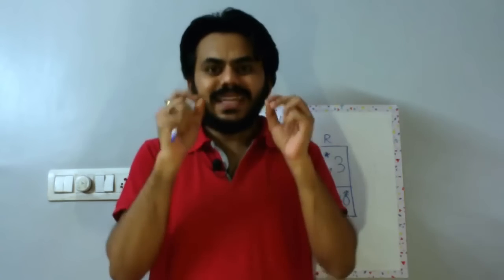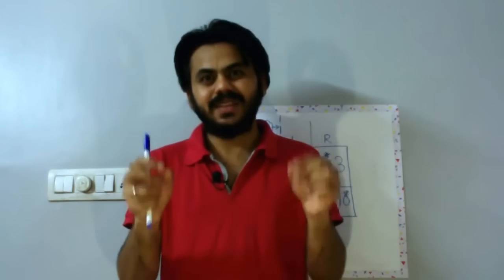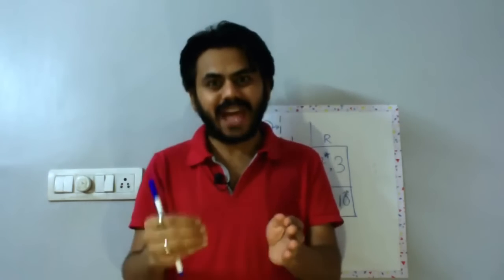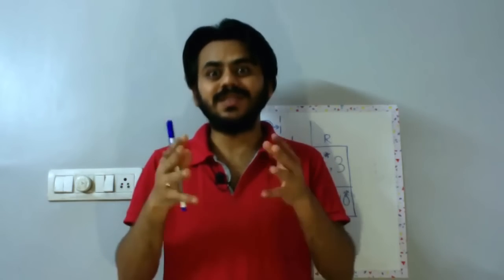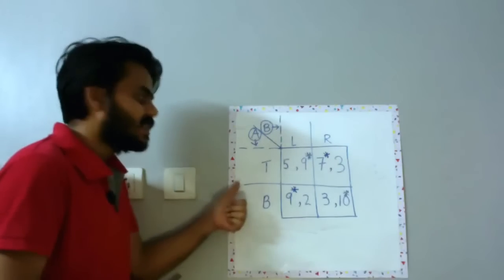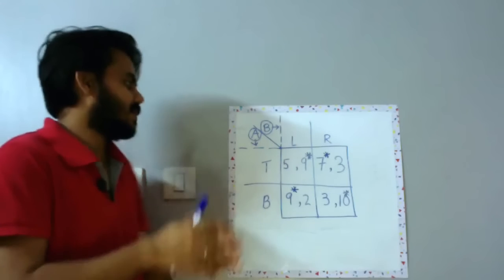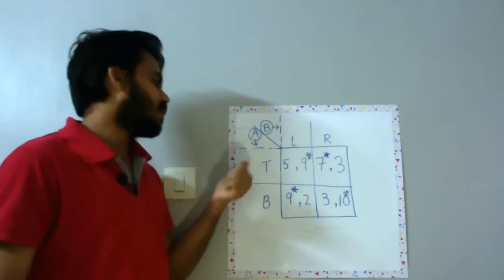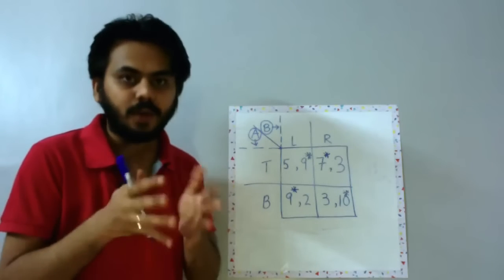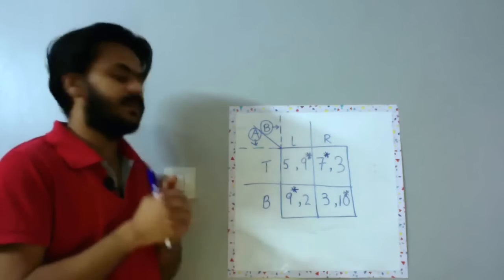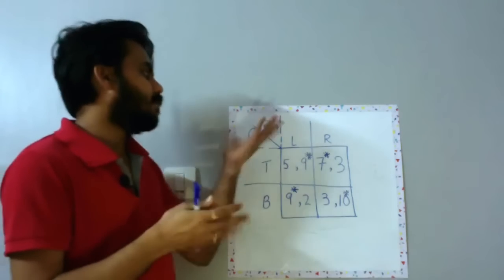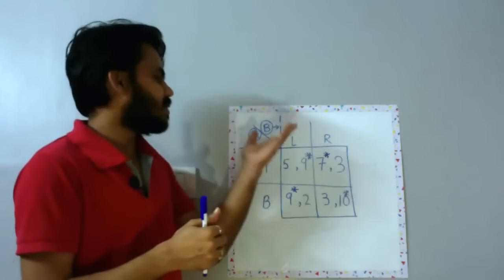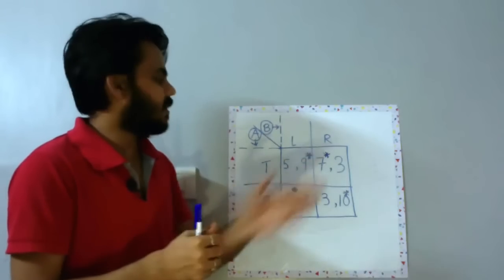So in a mixed strategy, what we have is probabilities on actions or probabilities on strategies. In this example, what we could have is that player A is choosing top 30% of the time and bottom 70% of the time, and similarly player B could have taken left 40% of the time and right 60% of the time.